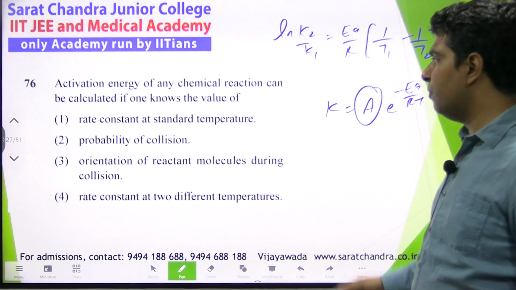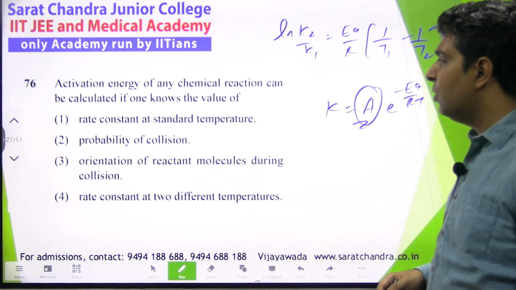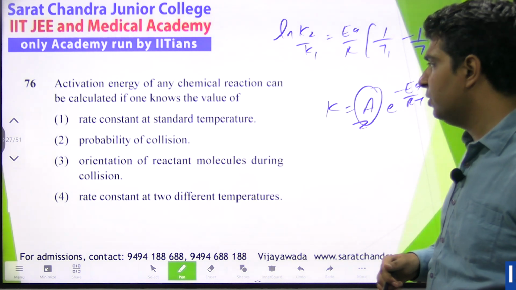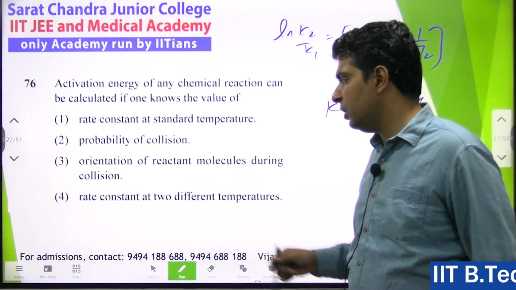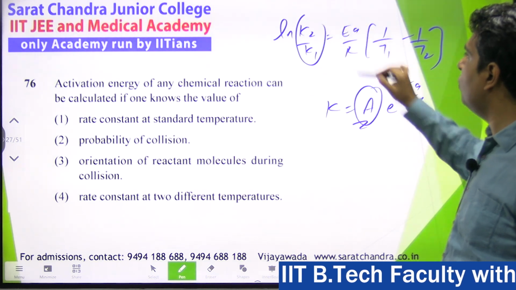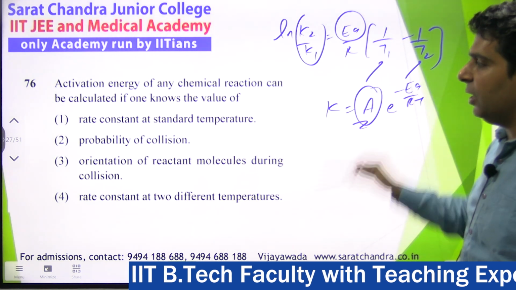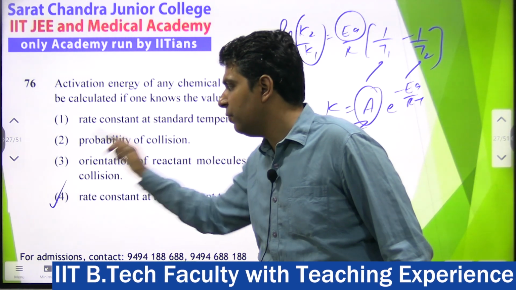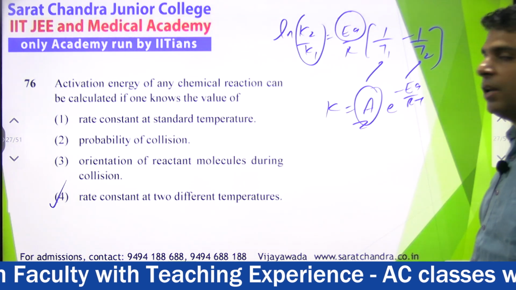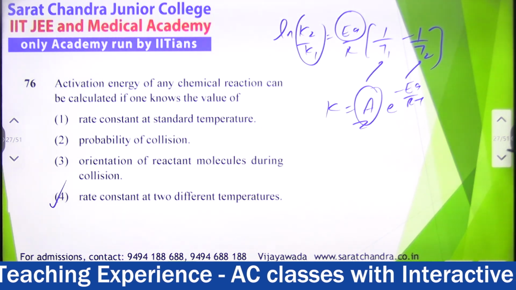Then probability of collision will not give me the activation energy if you don't know the temperature. Orientation of the molecule has nothing to do with the activation energy. Now the rate constant at 2 different temperatures. If you know the rate constant values at 2 different temperatures, then you can easily find out activation energy by this formula. So the answer will be the fourth option. The activation energy of any chemical reaction can be calculated if one knows the value of rate constant at 2 different temperatures.